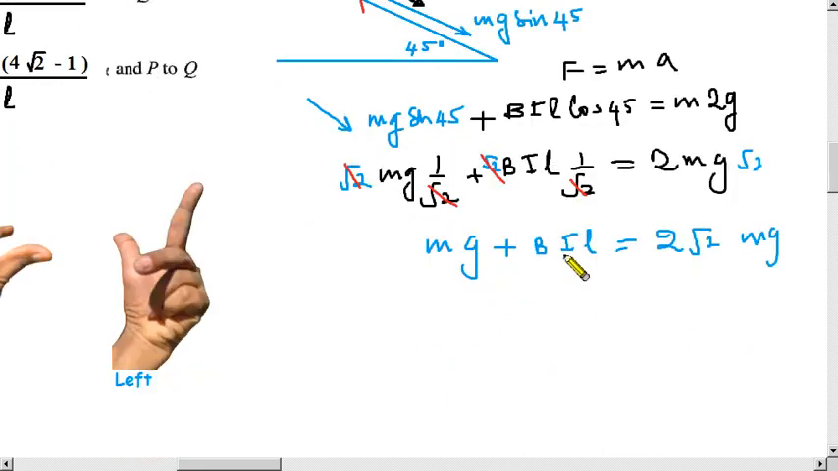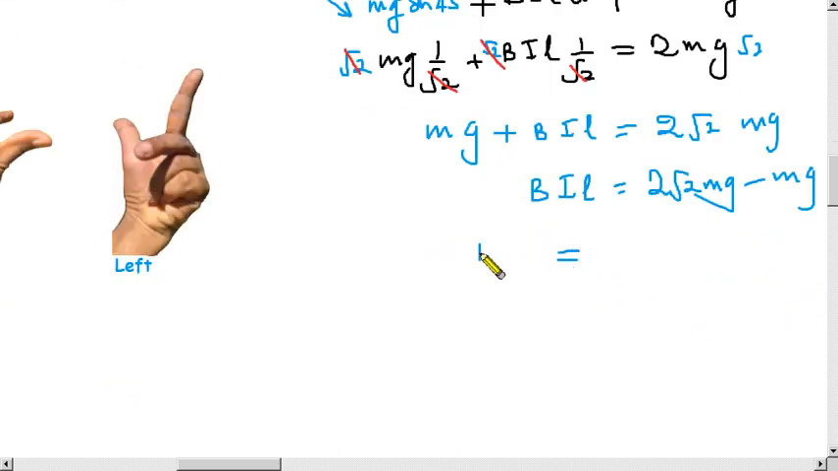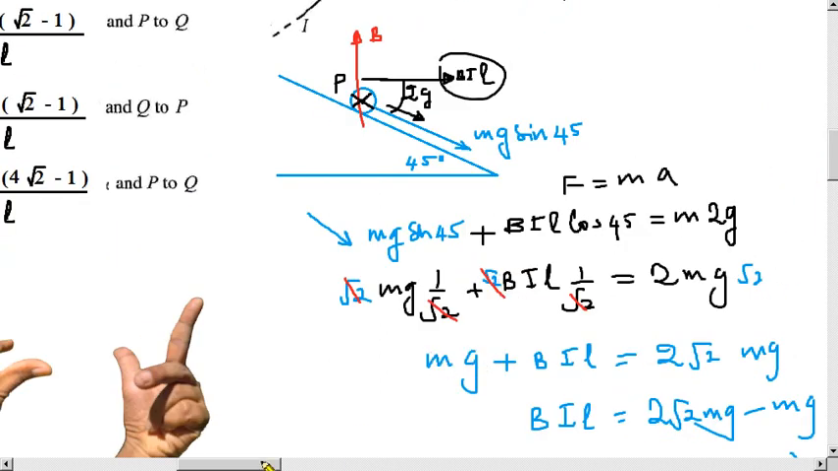Then what we want is this I, so we isolate it. BIL equals 2 times root 2 mg. This mg goes to the right side as minus mg, then mg is common, so we can take it out of the brackets: 2 times root 2 minus 1, then divide by BL.